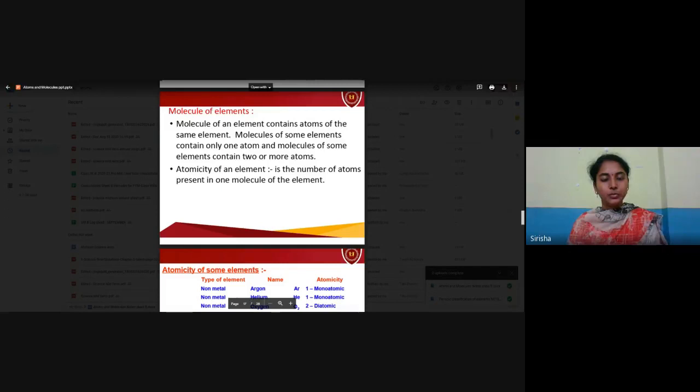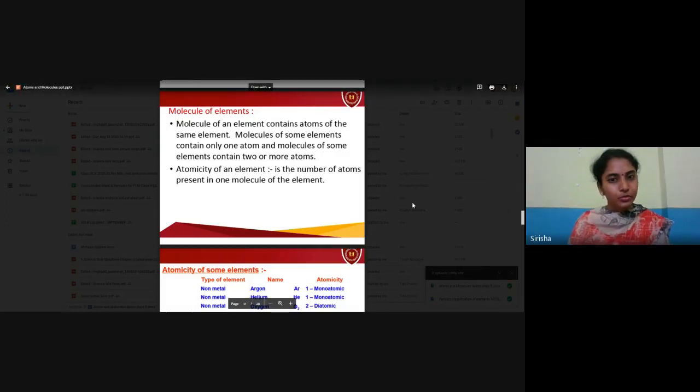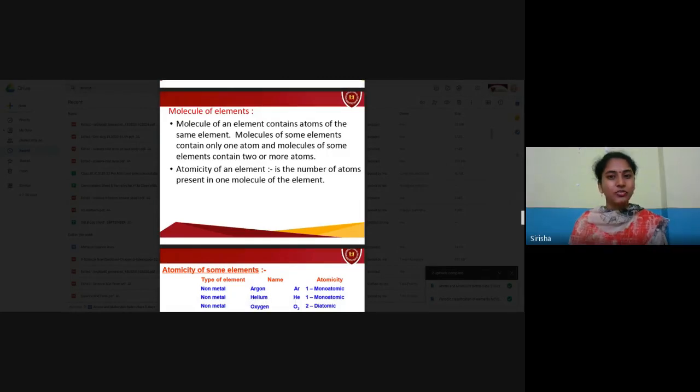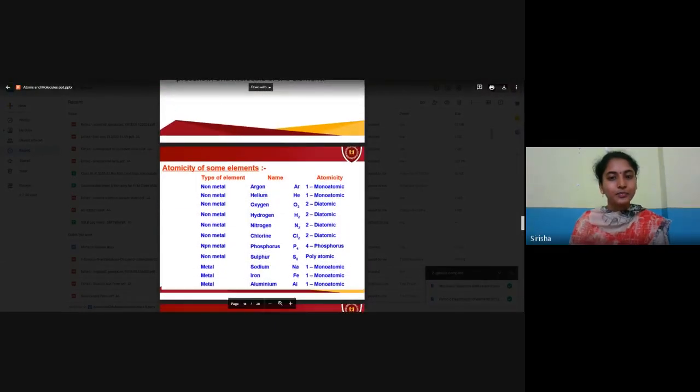Molecule of elements. A molecule of an element contains atoms of the same element. Molecules of some elements contain only one atom, or they may contain more than one atom also. This is called the atomicity of an element. It is the number of atoms present in one molecule of the element. If you look at this, then you can understand.